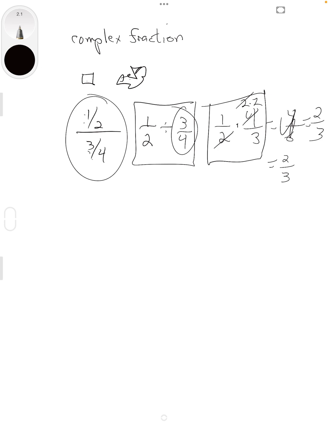Complex fractions work this way. And then what makes them awkward is something like this. Well, it's not a simple number. I don't know what to do.